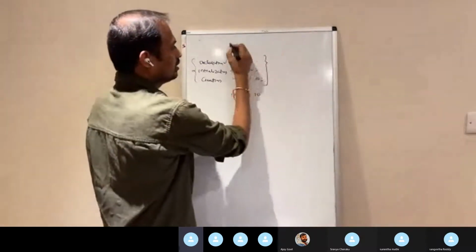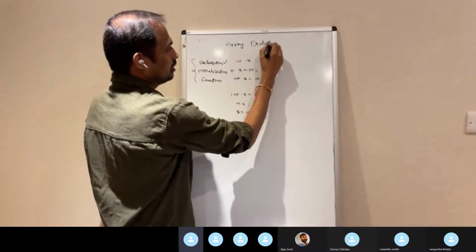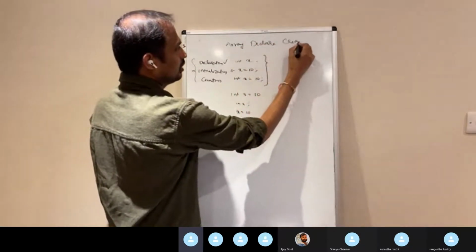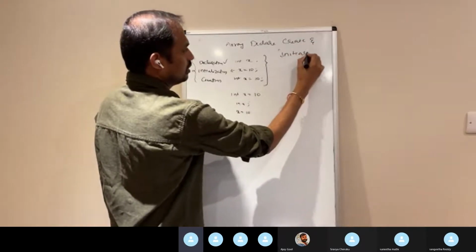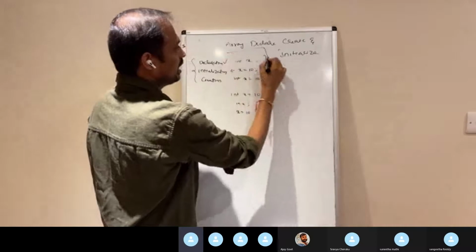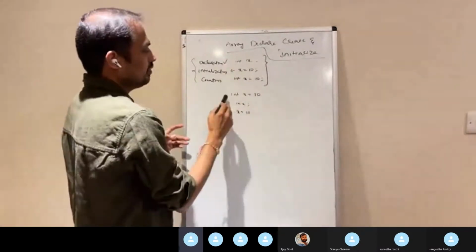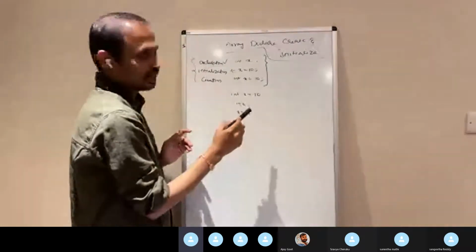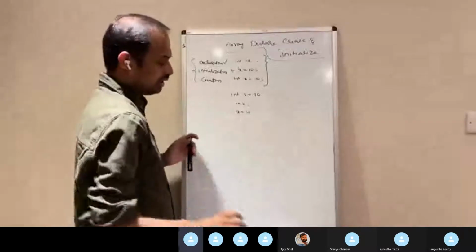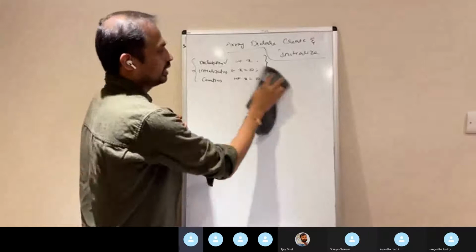Okay, array: declare, create, and initialize. These 3 at a time. We are going to see how we do it in an array, the same way as we did here with int x is equal to 10. This is the creation. So how are we going to do it in an array?